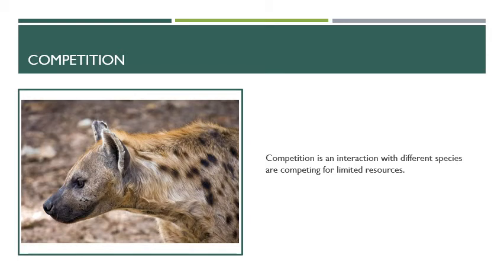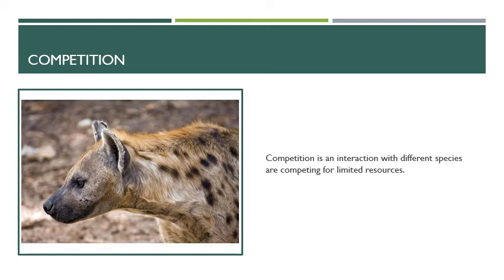2 species may compete with each other. They are competing for limited resources. Hyenas and lions are competing for prey. The prey are limited. And this is actually really interesting because everyone always looks at the lion as like the king of the savannah, right? They are the top tier predator.